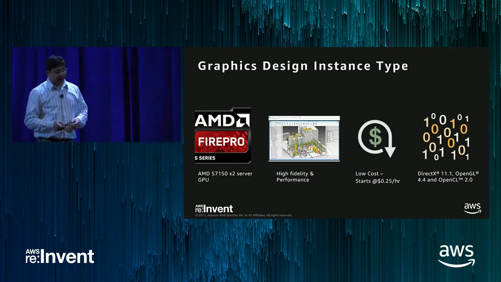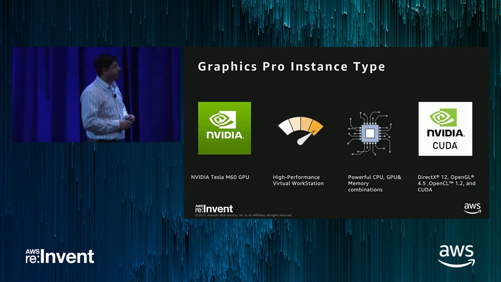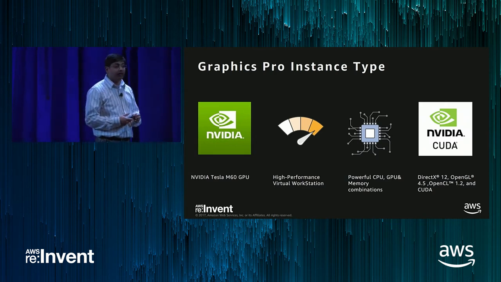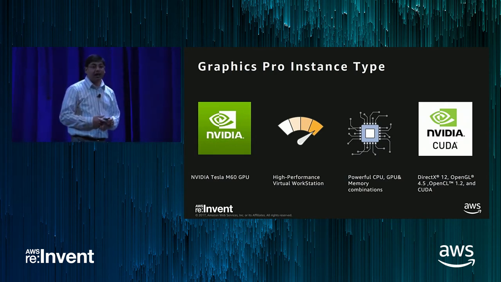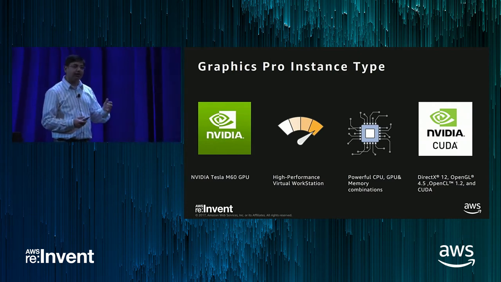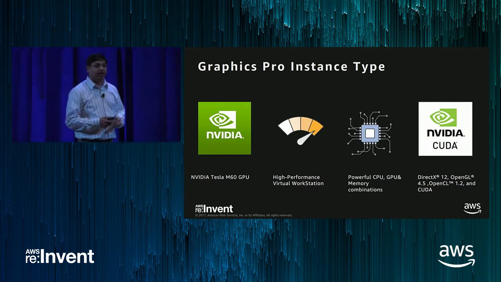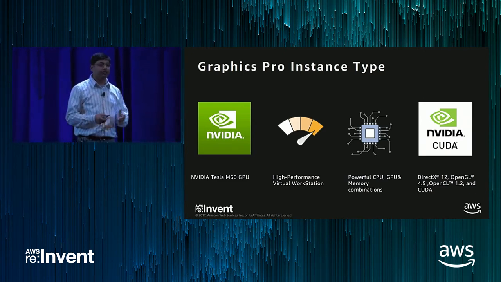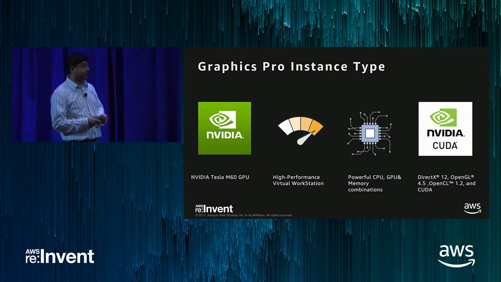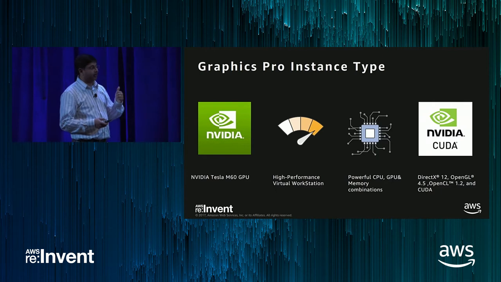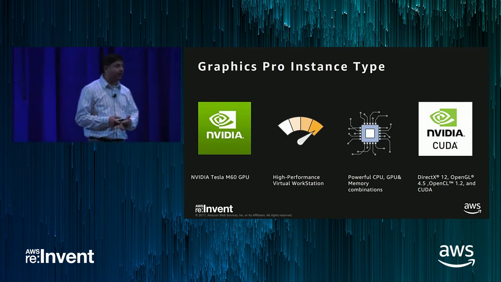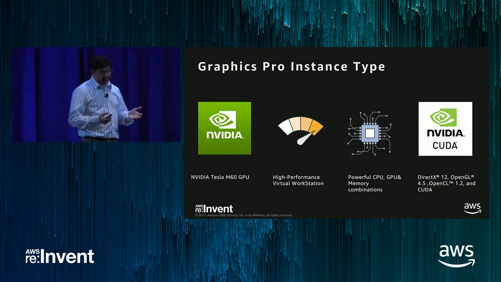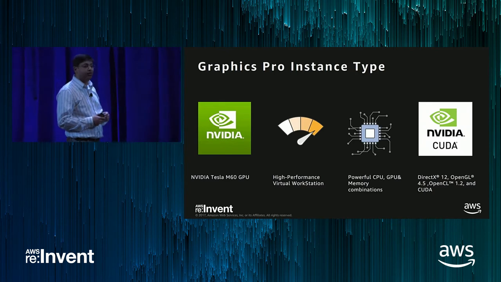The second instance family that I want to talk about is the Graphics Pro. This is backed by an EC2 G3 instance. It's running an NVIDIA chipset, the Tesla M60 GPU. We recommend this for customers who really want high performance GPU combined with high memory applications. The maximum instance memory that you can get is 488 gigs. And this typically is used for applications in oil and gas, high performance computing, seismic analysis, molecular sciences, where you really need this high performance combination of memory and GPU.